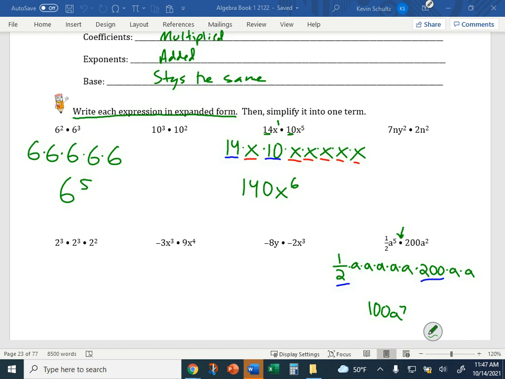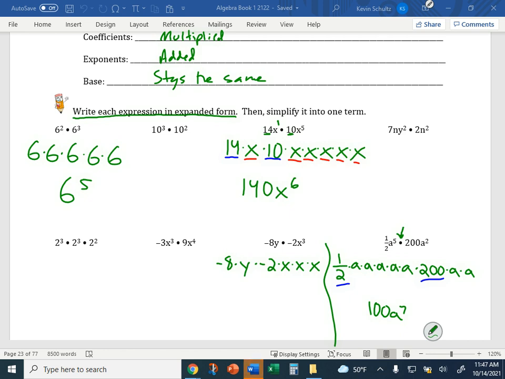Okay, negative 8y times negative 2x cubed. Let's start by going to expanded form. Negative 8 times y is negative 8y. And we're multiplying that by negative 2x cubed. So a coefficient of negative 2. And then x times x times x. Good so far? Okay. So to simplify, we're looking to combine coefficients and like bases.